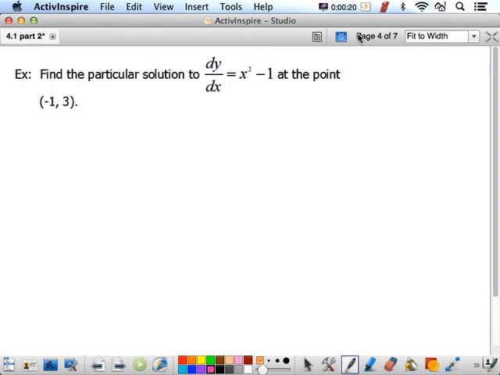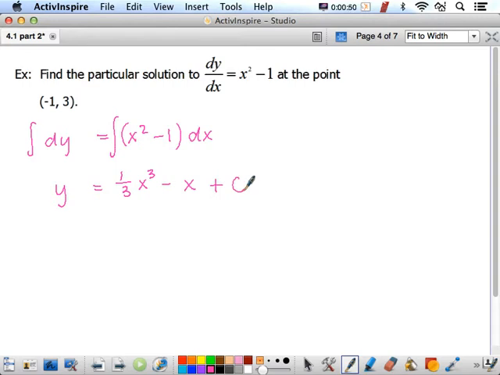So the first thing we're going to do is solve it for the general solution. So we're going to cross multiply there. We have dy equals x squared minus 1 multiplied by dx. Then we'll take the integral of both sides, and the integral of dy is just y equals 1/3 x cubed minus 1x, plus the unknown constant. So this right here is our general solution.